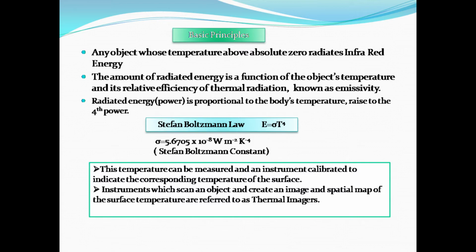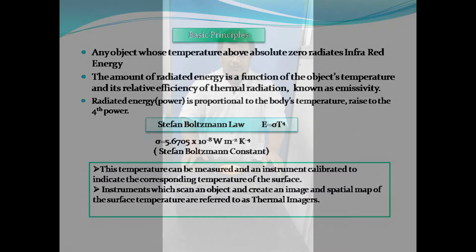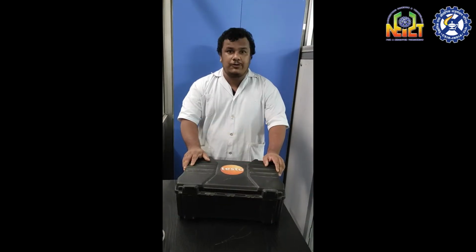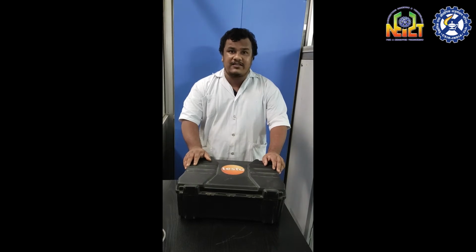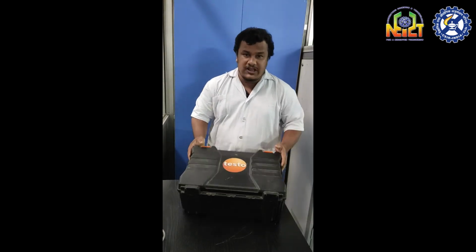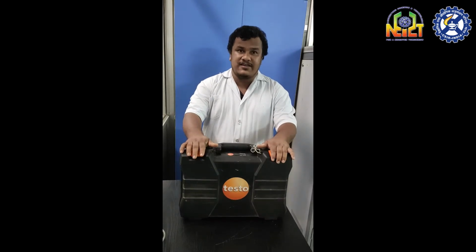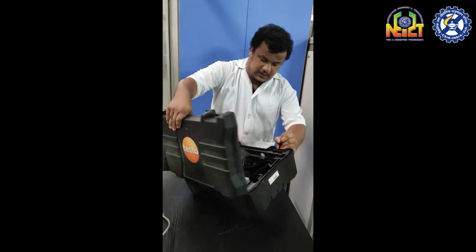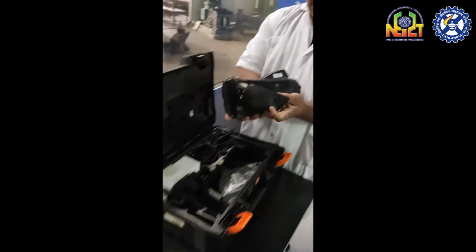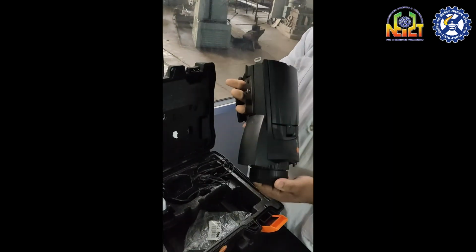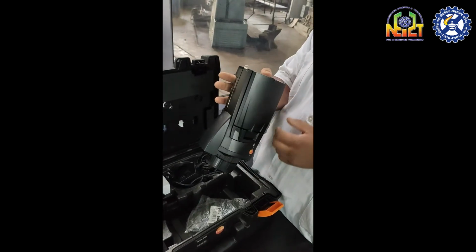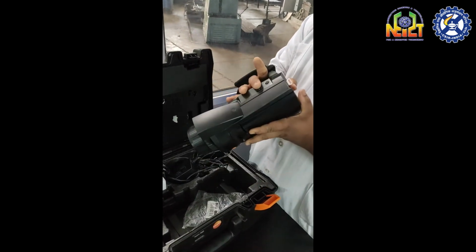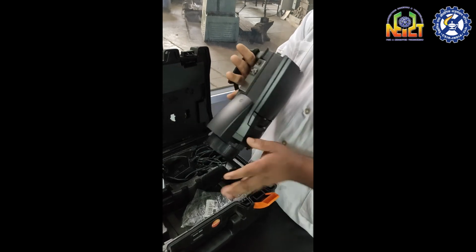An instrument which can scan an object and create an image and a map of the surface temperature is referred to as a thermal imager. Today I am going to demonstrate how an infrared thermal imaging camera works. So this is an infrared thermal imaging camera. It looks like a simple digital camera, and this model is Testo 885.